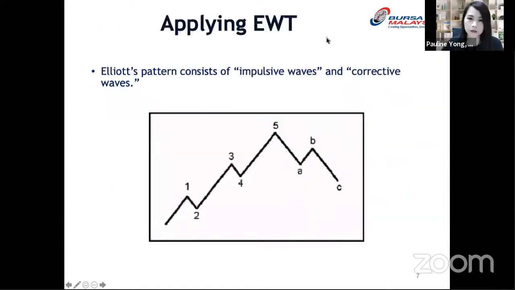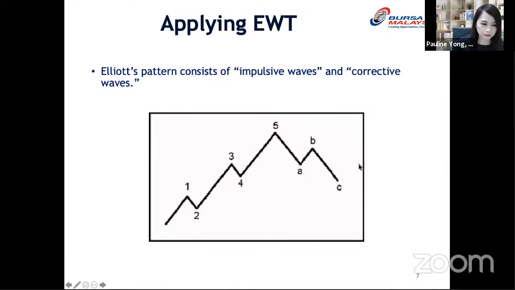So, first, when we look at the Elliott wave theory, these are the basic steps. Definitely you need to count the waves. The waves are 1, 2, 3, 4, 5, and then ABC. If you are looking at an uptrend, the uptrend will start with wave number 1, 2, 3, 4, 5, and then the corrective wave will be ABC.